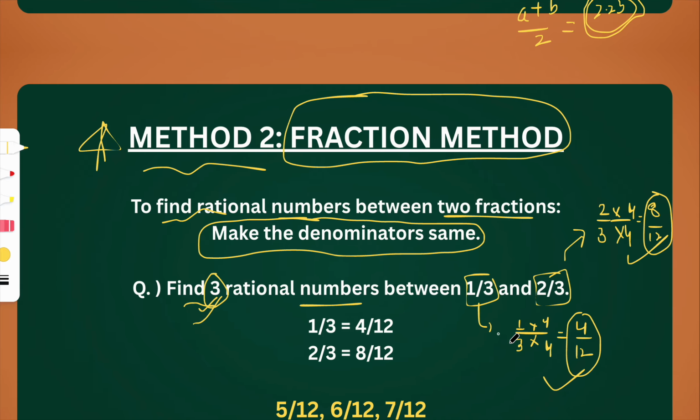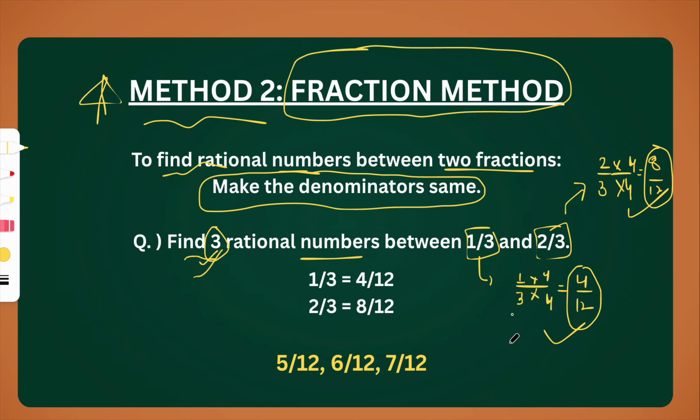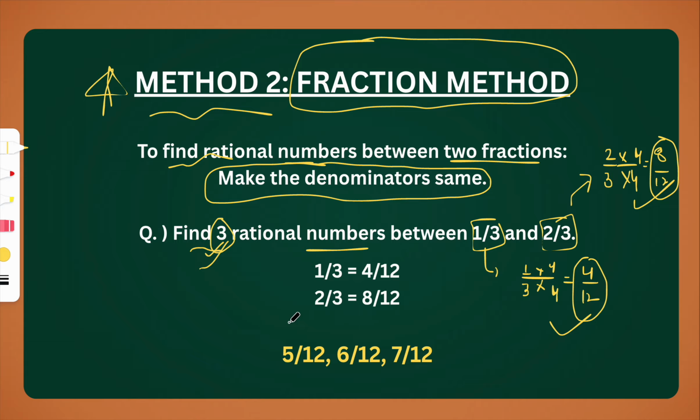Okay, and I think it is very easy that you can write the answer as 5/12, 6/12, 7/12. Between 4/12 and 8/12, the three numbers that are coming are 5/12, 6/12, 7/12. It is very easy.